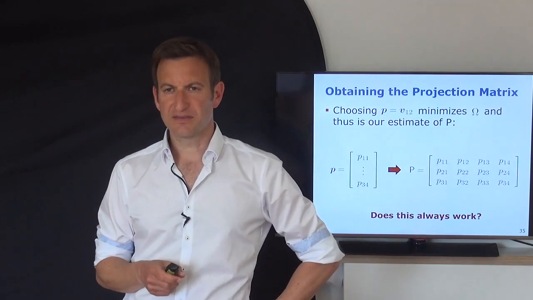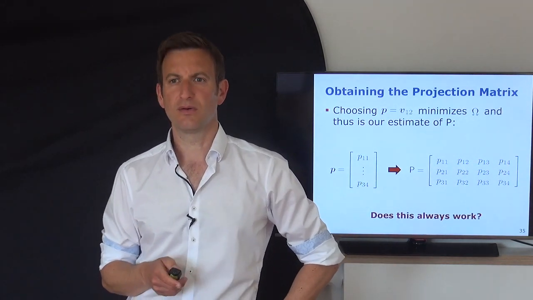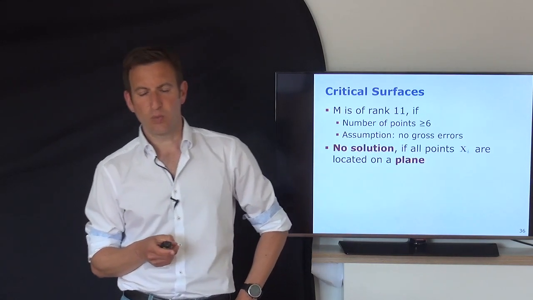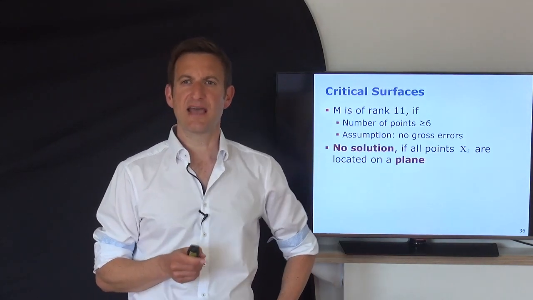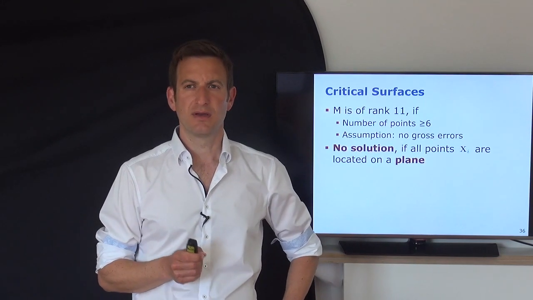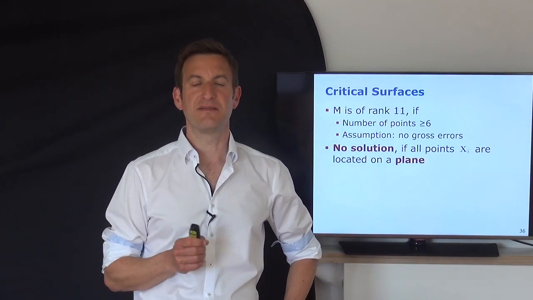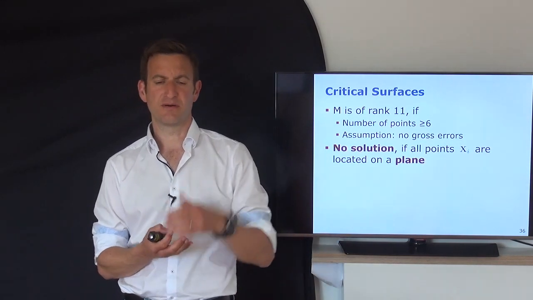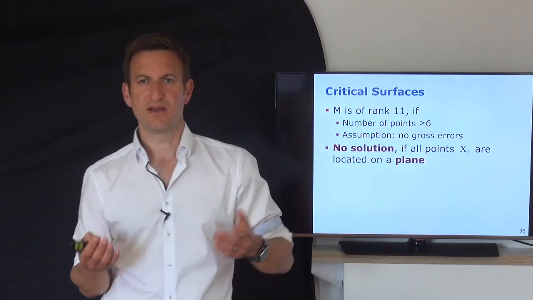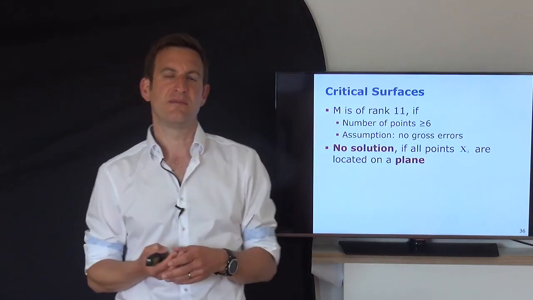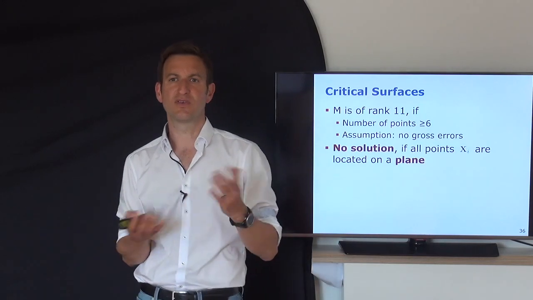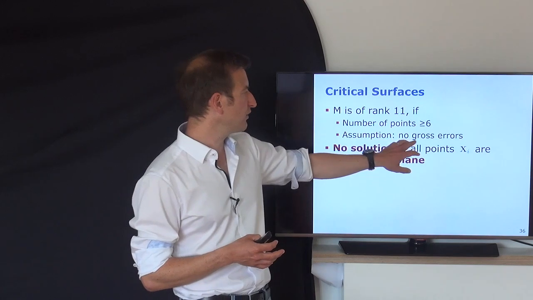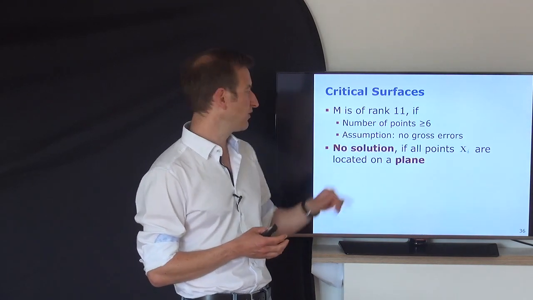Okay, so the question is, does this always work? So it actually turns out that it's not always the case. So let's see, when does M actually have a rank of 11? And this is the case if I have at least 6 points. If I have less than 6 points, the number of rows that I have will be smaller. So if I have only 5 points, I would have 10 rows, so I can't have a rank of 11. And under the assumption that we have no gross errors, we need to have at least 6 points.